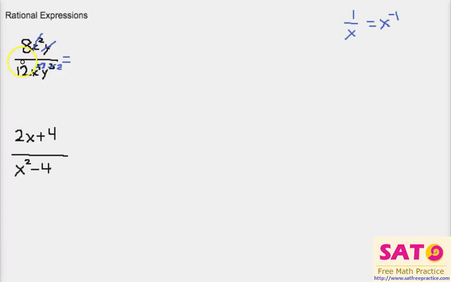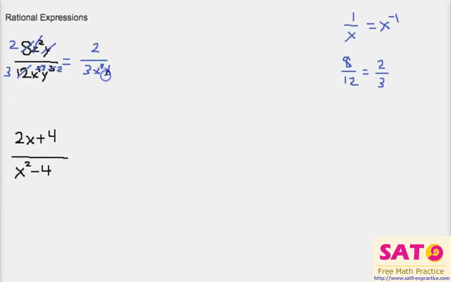And also here, 8 and 12, just like a regular fraction, 8 over 12, you can reduce it by dividing by 4, is 2 over 3. So 2 and 3. So let's write this a little neater. 2 over 3x to the third, y to the second.